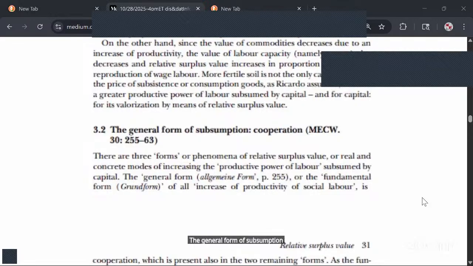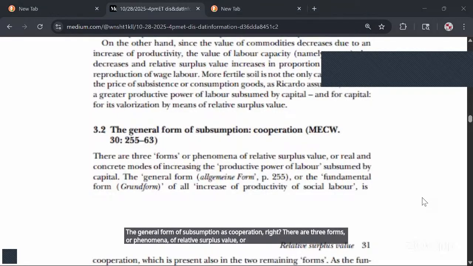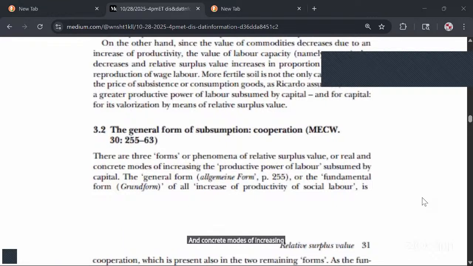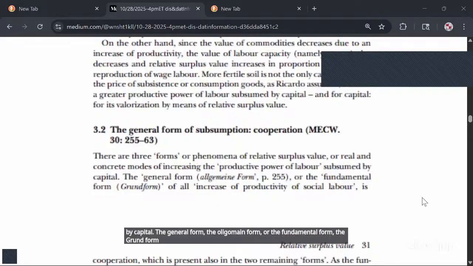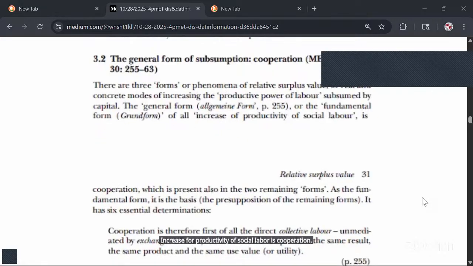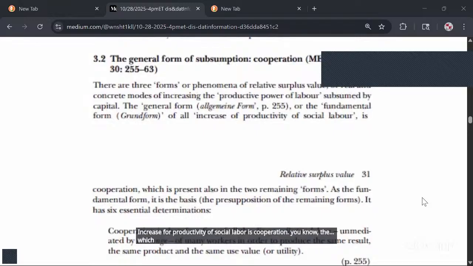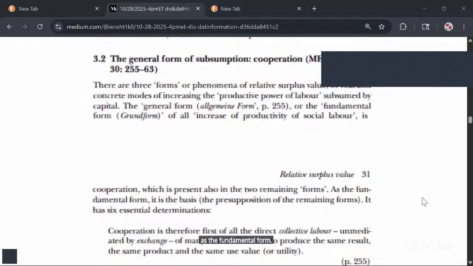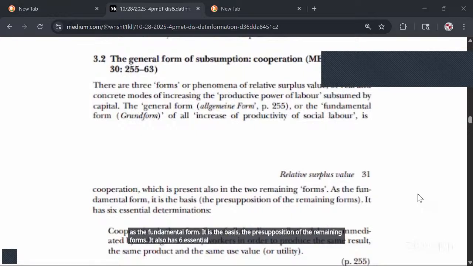as cooperation, right? There are three forms or phenomena of relative surplus value, or real and concrete modes of increasing the productive power of labor subsumed by capital. The general form, the allgemeine form, or the fundamental form, the Grundform of all increase of productivity of social labor is cooperation, which is present also in the two remaining forms. As the fundamental form, it is the basis, the presupposition of the remaining forms. It also has 6 essential determinations.